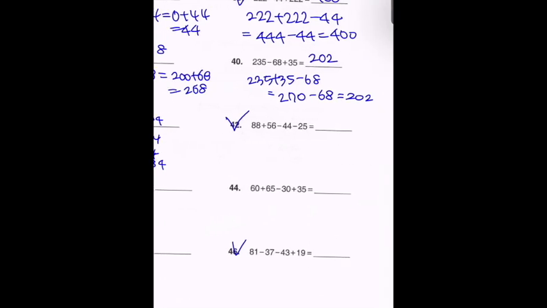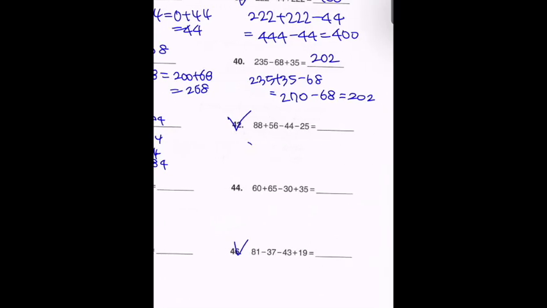Now we'll take a look at 42. So we have 88 minus 44 plus 56 minus 25. And so notice that all the signs are correct. So we have 44 plus 56 minus 25. That's going to be 100 minus 25. And so that is going to be 75.